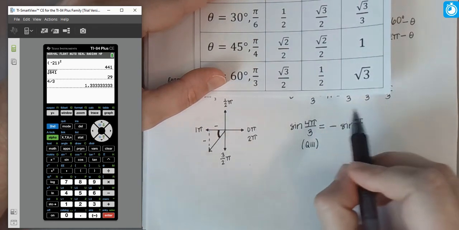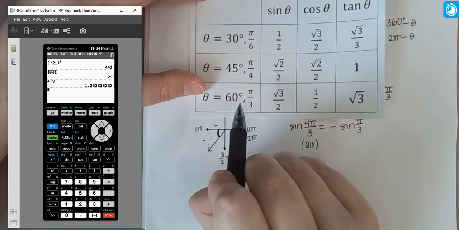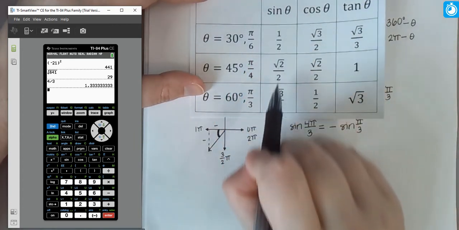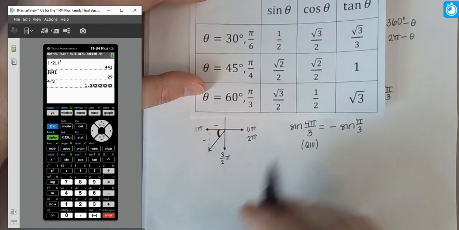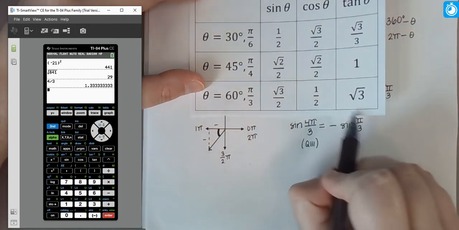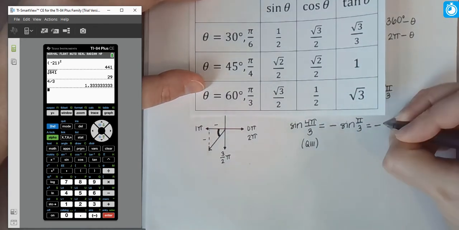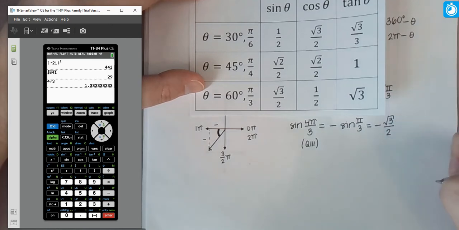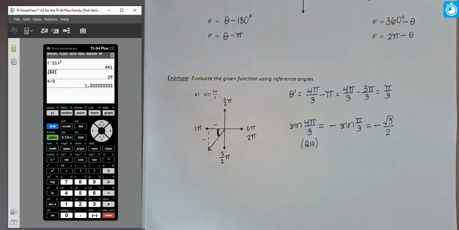Well, what is the sine of pi over 3? We're going to use the chart for now to make that determination. So when our angle is pi over 3, its sine is going to be the value square root of 3 over 2. So that means the sine of 4 pi over 3 is negative, whatever that is. So it's going to be negative square root of 3 over 2. That is going to be the sine of 4 pi over 3.